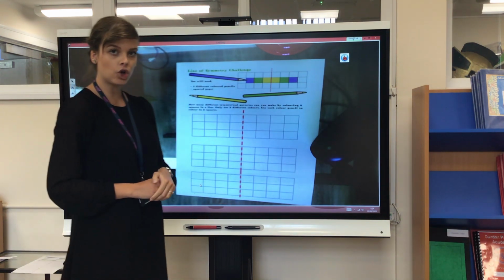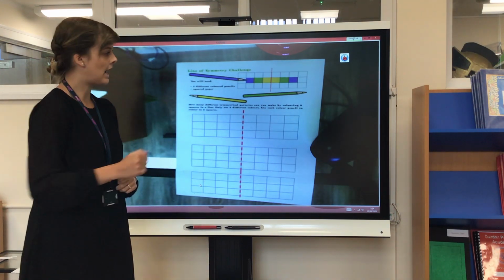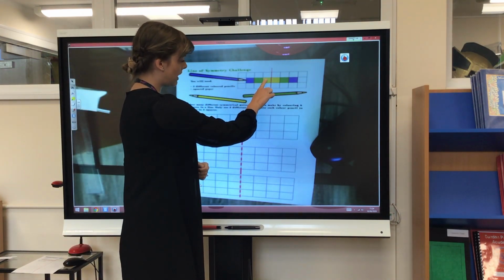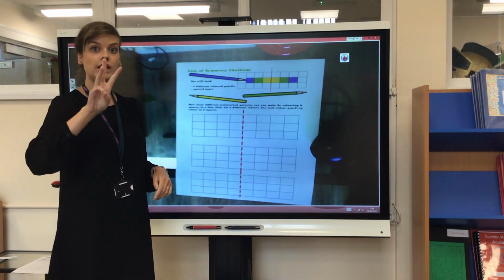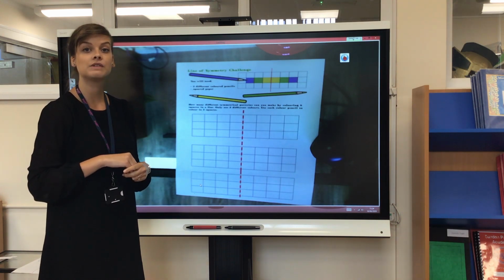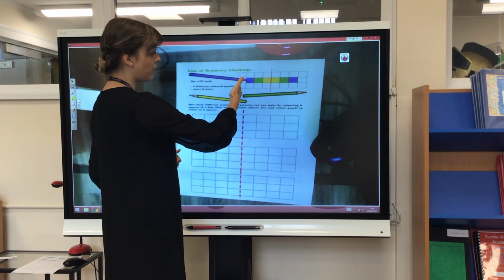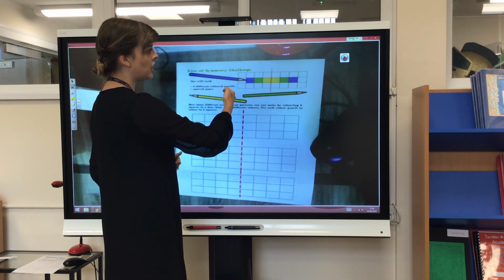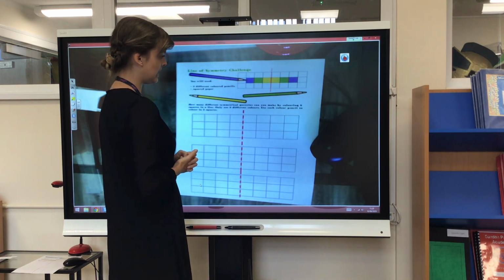So you have to colour in 6 boxes, 6 squares. 1, 2, 3, 4, 5, 6. And you've got to use 3 colours to see if you can make it symmetrical on both sides. What might help you is if you do one side first, and then you can copy it and make sure it's symmetrical on the other side.